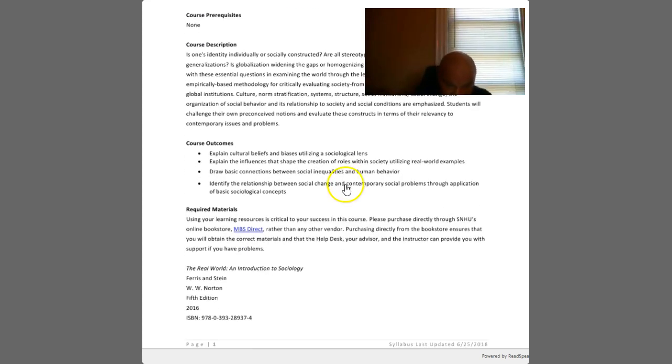When you complete this course, you should be able to explain cultural beliefs and biases using a sociological lens, explain the influences that shape the creation of roles, draw basic connections between social inequalities and human behaviors, and understand the relationship between social change and contemporary social problems.